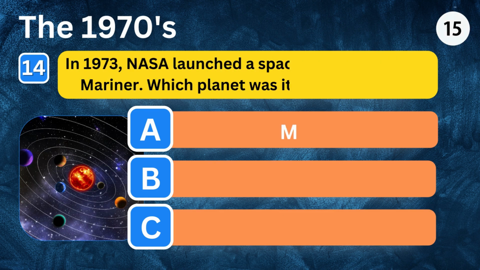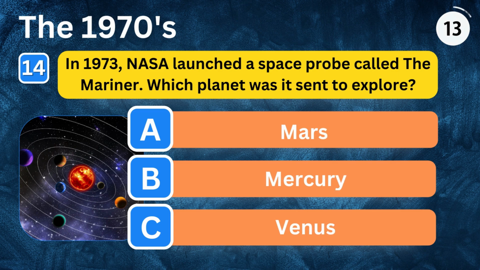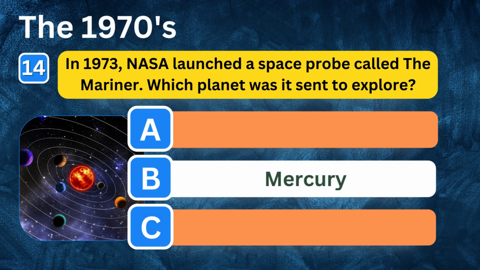Question number 14. In 1973, NASA launched a space probe called the Mariner, but which planet was it sent to explore? Was it Mars, Mercury or Venus? And the answer? It was sent to explore Mercury.